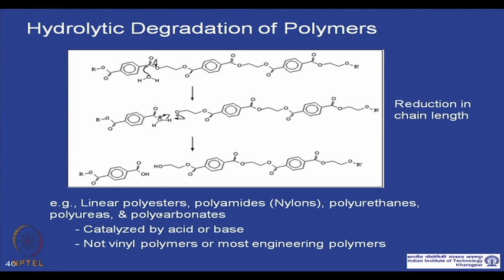And this happens, as I mentioned, for linear polyesters, polyamides, polyurethanes, polyureas, polycarbonates, where there are functional groups which are prone to hydrolyze, and they are catalyzed by the presence of acids or bases. We know from our knowledge of organic chemistry that hydrolysis is catalyzed by the presence of acids and bases. Vinyl polymers do not usually undergo this type of hydrolysis.